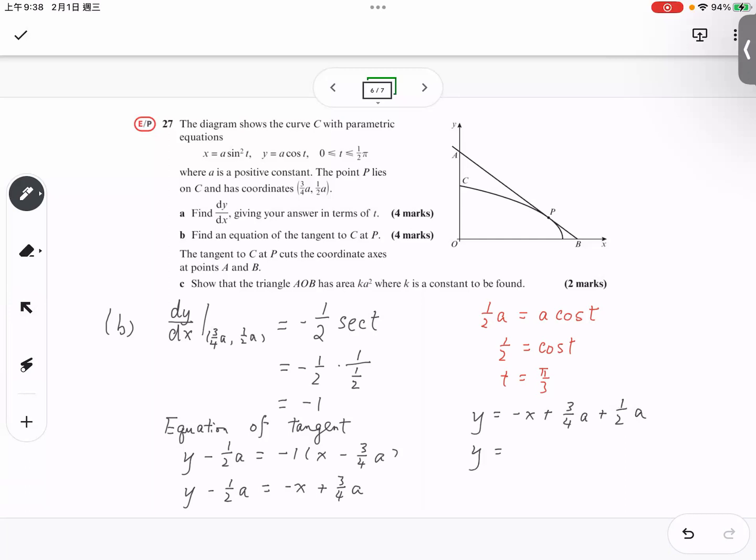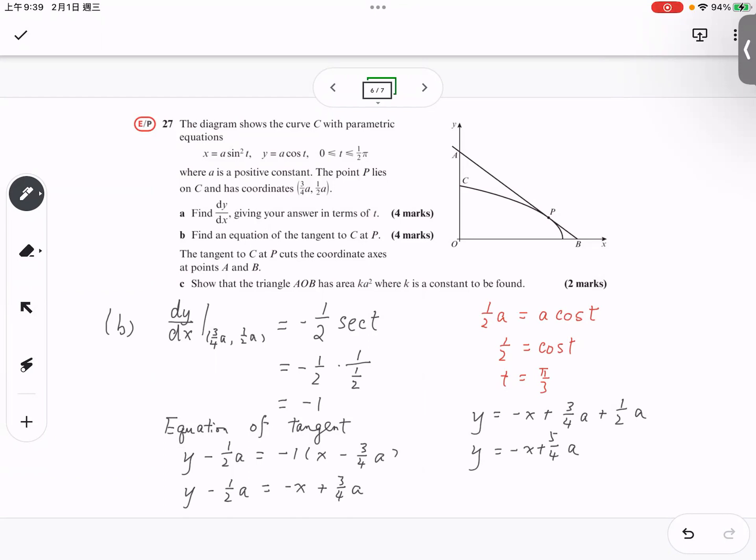So y is equal to negative x plus 5 over 4a. You can just times 4 so that you will get the final answer of your textbook. But I will stop here to make sure that this one is the slope intercept form. So you can keep this one as the answer also.